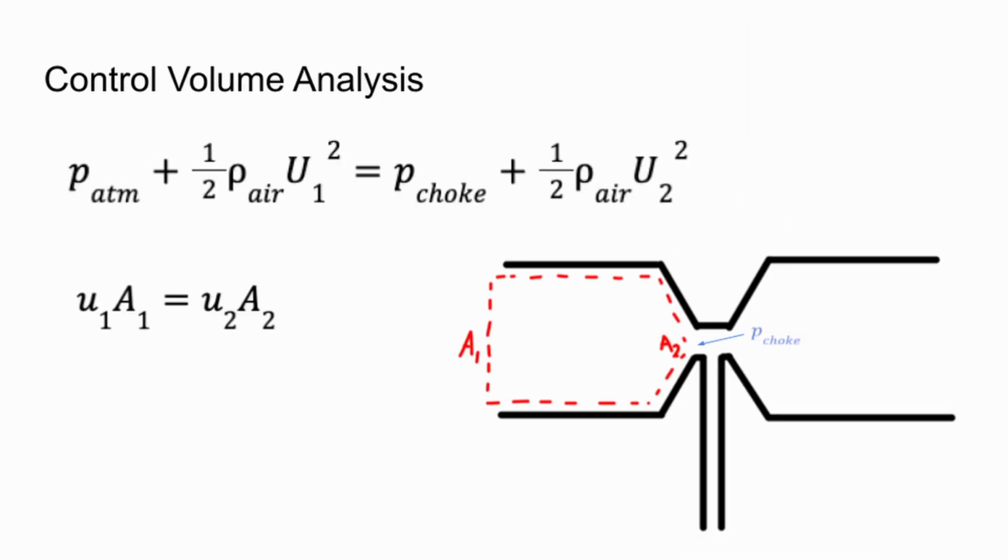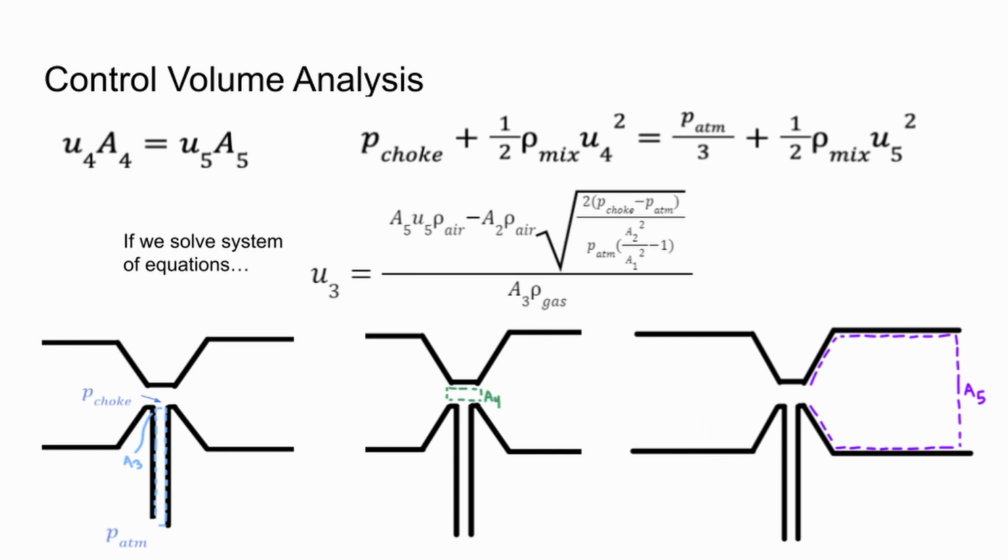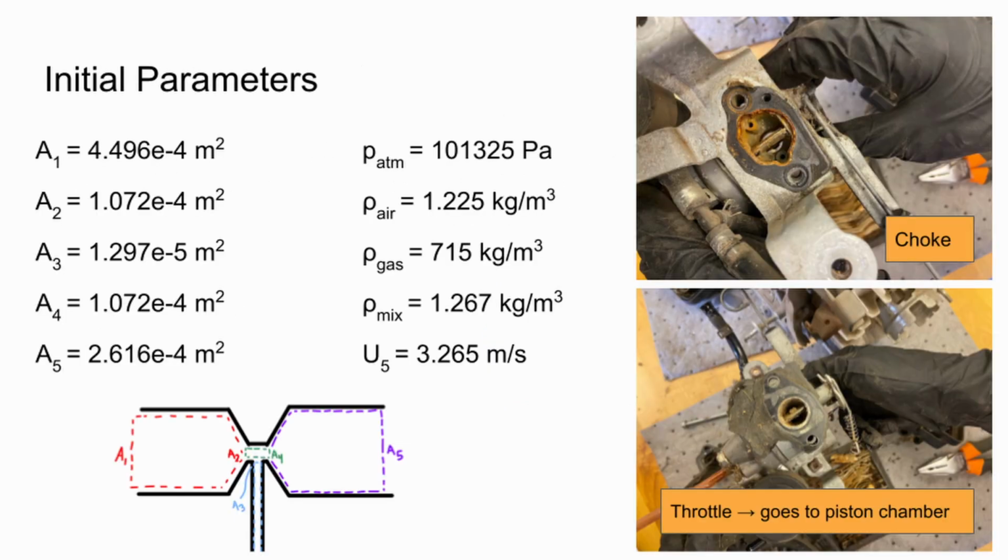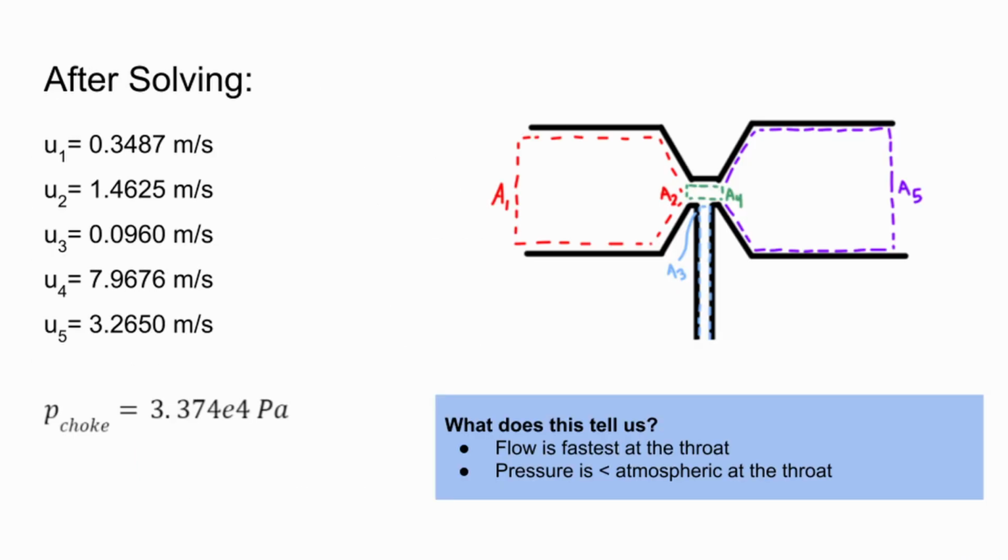This is the control volume analysis we use to calculate parameters before the throat. We use Bernoulli and conservation of mass concepts here. This is the control volume analysis we use to calculate parameters after the throat. These are the initial parameters we used in our calculations. Using a MATLAB script, we were able to calculate velocities at different points in a venturi.